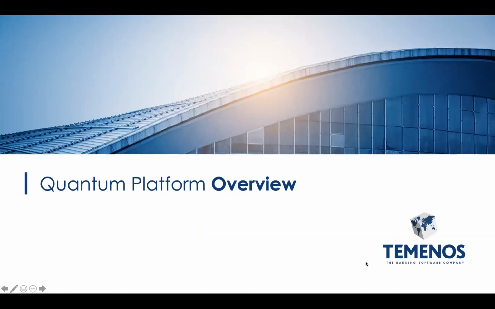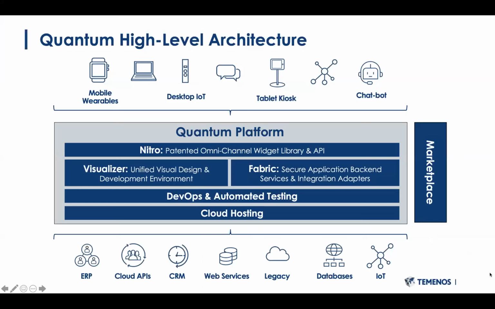Next slide. In this first section, I'm just going to go through a quick overview, as maybe some folks are new to the Quantum platform. This is the highest level product diagram that we provide, showing the subcomponents of the Quantum platform. The Nitro engine is our omni-channel framework that allows us to do cross-channel development. And then the major components that we're going to really be talking about today are there in the middle: Visualizer, the front-end design tool; Fabric, the back-end services; and then the DevOps and automated testing layer that helps us test the applications and deploy them.